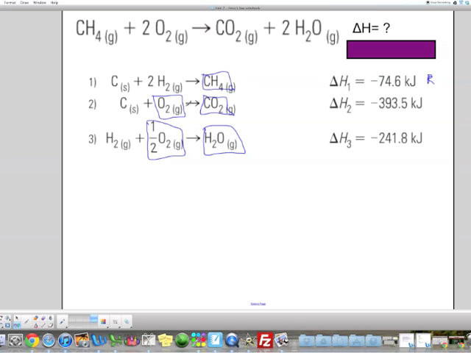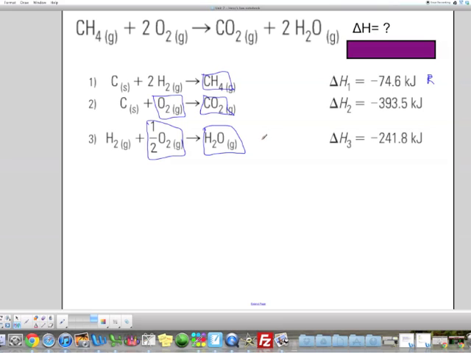Okay, then O2 being in two places, I'm not going to bother looking at it. CO2 is on the product side. I need it on the product side. That's fine. H2O is on the product side. I need it on the product side. That's also fine. So the next two don't need to be reversed.